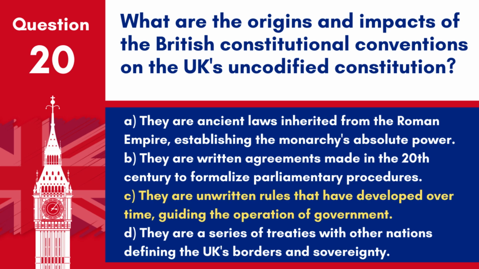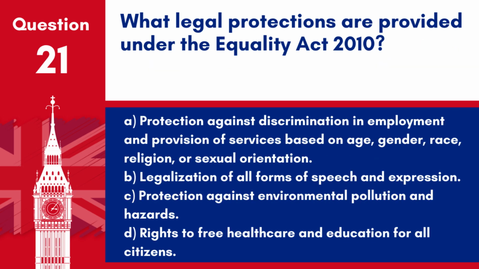Answer: C. They are unwritten rules that have developed over time, guiding the operation of government. British constitutional conventions play a crucial role in the functioning of its uncodified constitution, shaping political behaviour and the governance of the country. Question 21. What legal protections are provided under the Equality Act 2010?